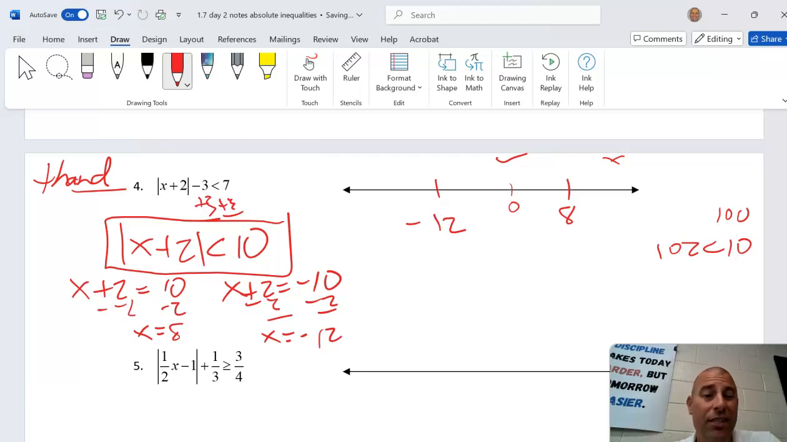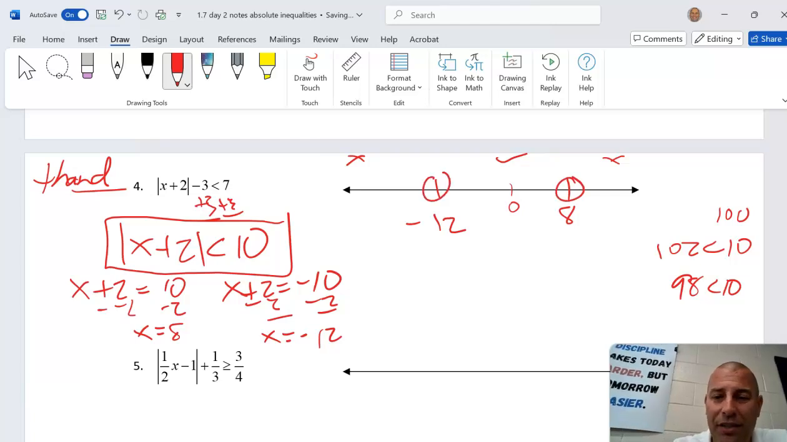Negative 100 plus 2 is negative 98. The absolute value of negative 98 is a positive 98. Is 98 less than 10? No, it's not. So just the less than symbol, open circles, and there we go, right in between. There we go. So now we're ready for that interval notation, all right?